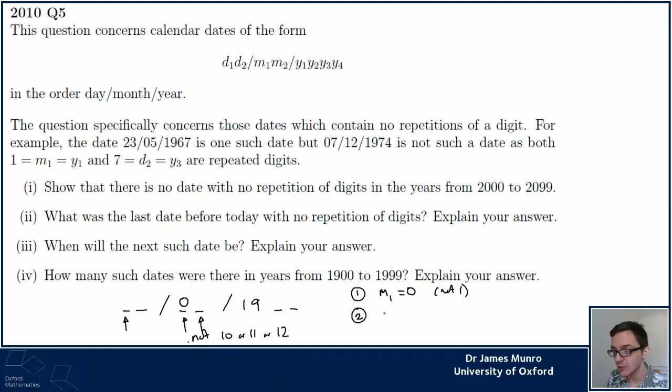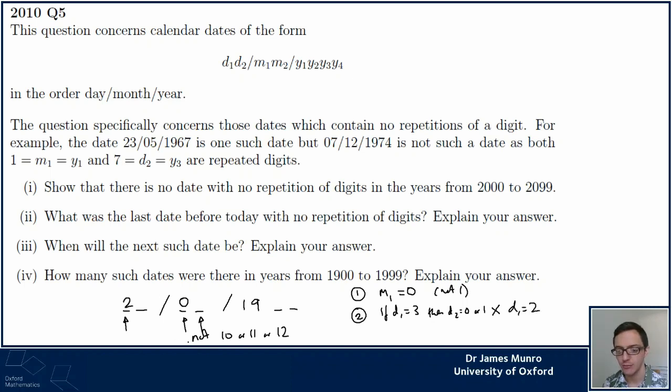But if D1 is 3, this has come up before. If D1 is 3, then D2 has to be 0 or 1 because of how dates of months work. There's only ever 30 or 31 days in a month. So D2 would have to be 0 or 1, but it's not. We've already used 0 or 1. So D1's not 3. It's also not 0 or 1. So D1 is equal to 2.